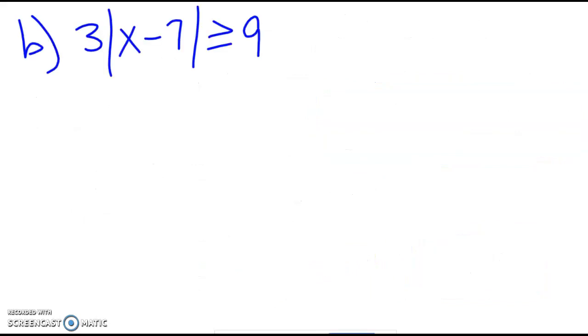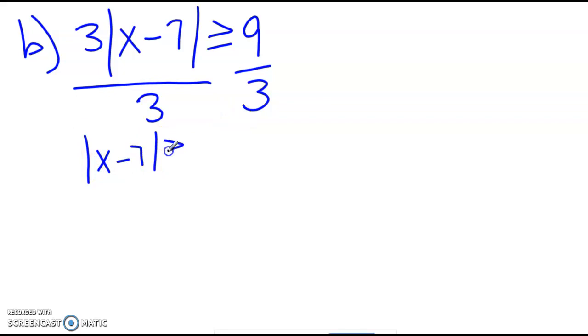And before we can rewrite our inequality as two inequalities or a compound with an "and" inequality, we've got to isolate the absolute value. So first step here, divide both sides by 3. And we're dividing by a positive, so that doesn't change anything on our inequality. We leave it as it is. So we have the absolute value of x minus 7 is greater than or equal to 3.